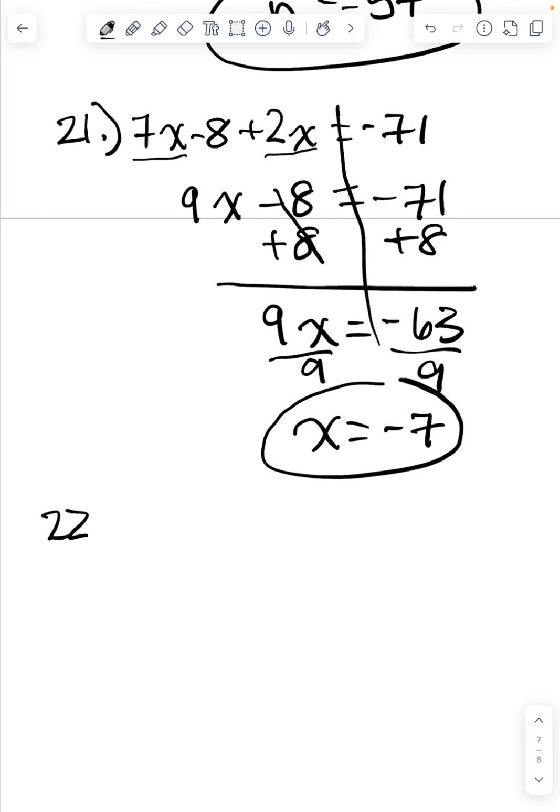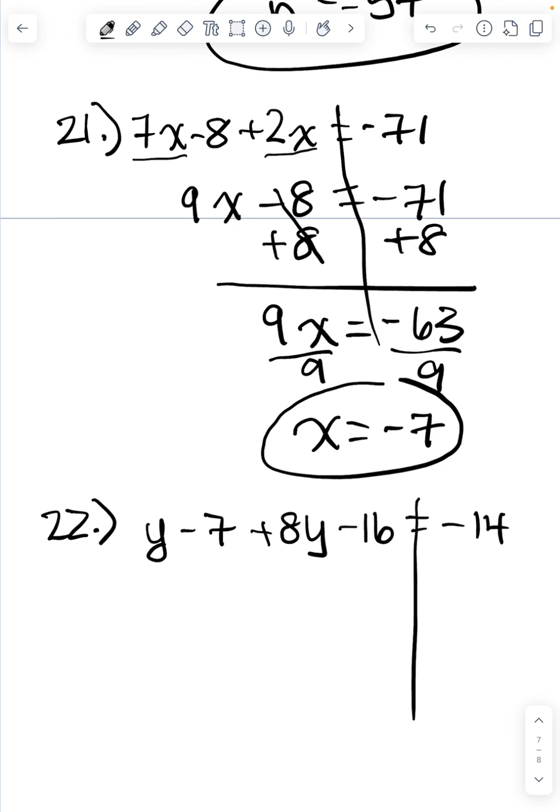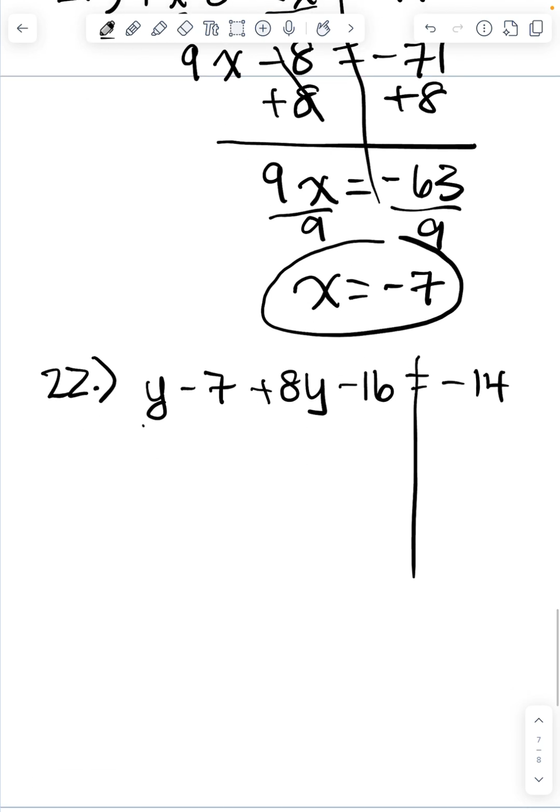Number 22. y minus 7 plus 8y minus 16 equals negative 14. Okay, clean up these like terms again. So we've got y's, those are like. We've also got the constants, negative 7 and negative 16. Those are like. Let's do the y's first.